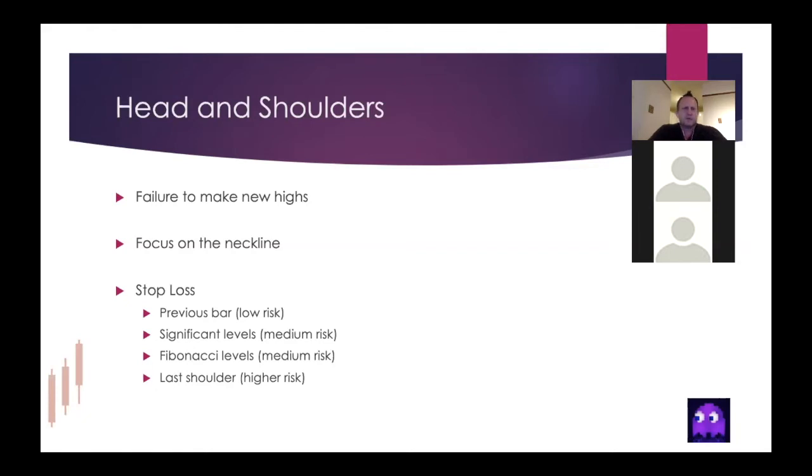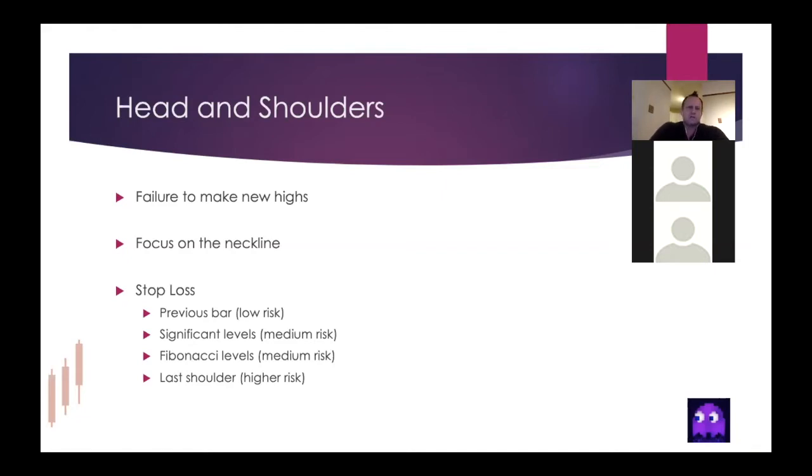But basically, it's called head and shoulders because it looks like that, right? You have a head and two shoulders, and what that signifies is failure to make new highs. Okay, you want to focus on what's called the neckline. The neckline establishes a level that is very important that you're going to be looking to trade, that you're going to be looking for the breakout from.